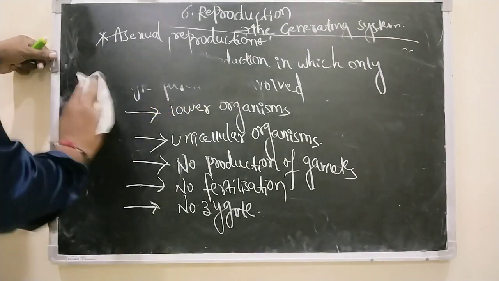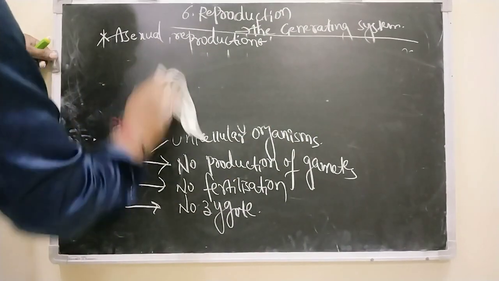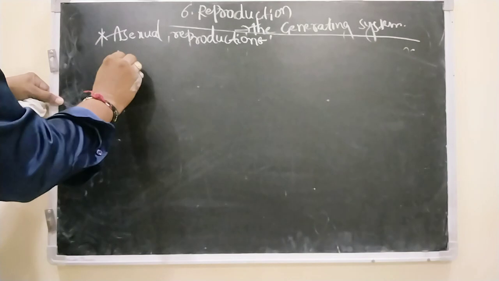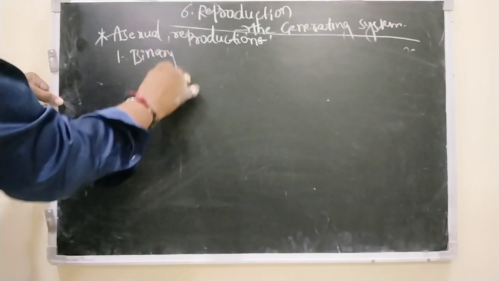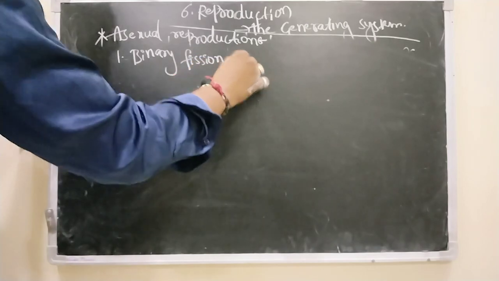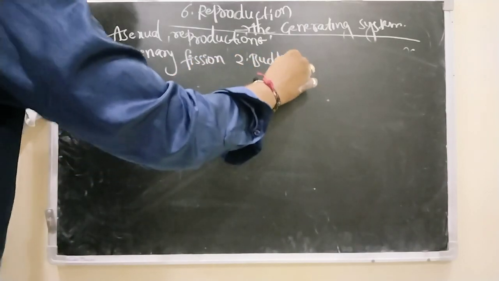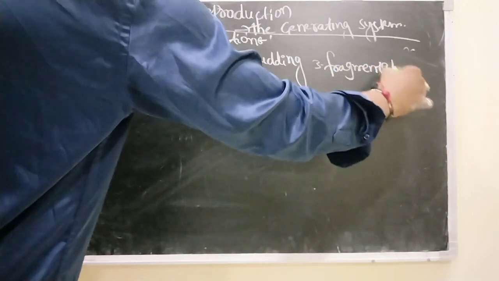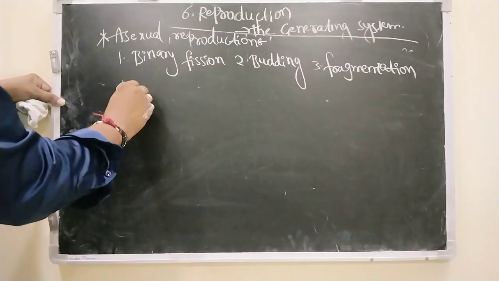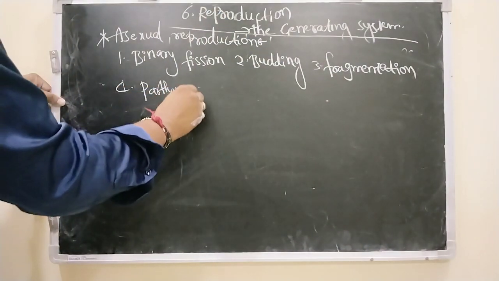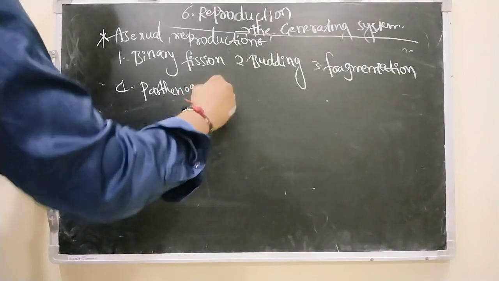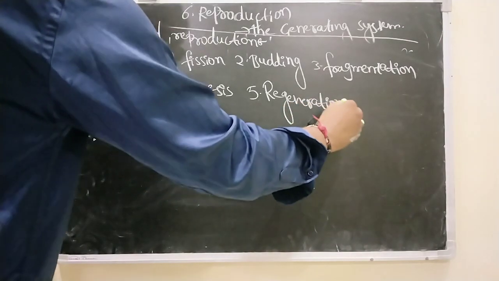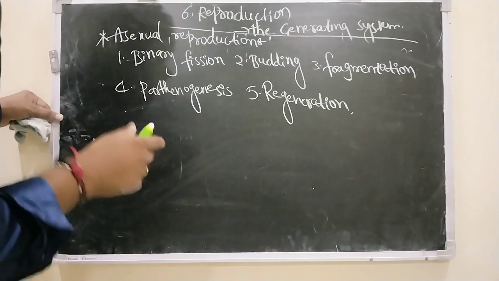We will discuss a few types of asexual reproduction. First one, binary fission; second one, budding; third one, fragmentation; fourth one, parthenogenesis; and fifth one, regeneration. These are the few types of asexual reproduction.